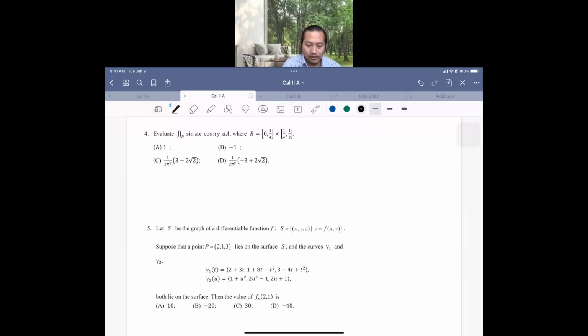You can try number 4 first, and maybe you can write your answer in the chat box for number 4. It's supposed to be not too difficult because it's a constant. It's having a constant region. After you finish number 4, you can go to number 5. And if you finish number 4, please write the answer in the chat box.